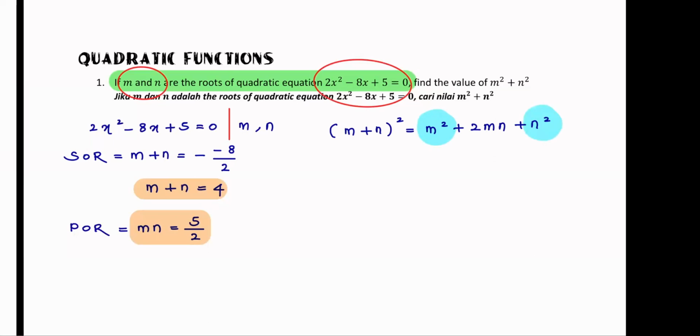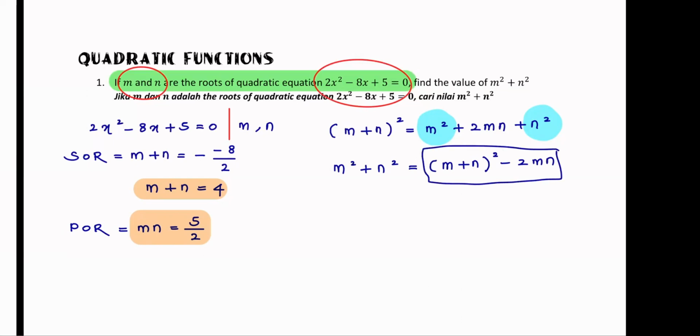So, M square plus N square, make it a subject. This one, bawa sebelah sini. Nampak tak? Bawa sebelah sana. Okay? So that means what you're going to get? You're going to get M square plus N square equals to (M plus N) square minus 2MN. Nampak tak? So that means your M square plus N square is equals to all this.